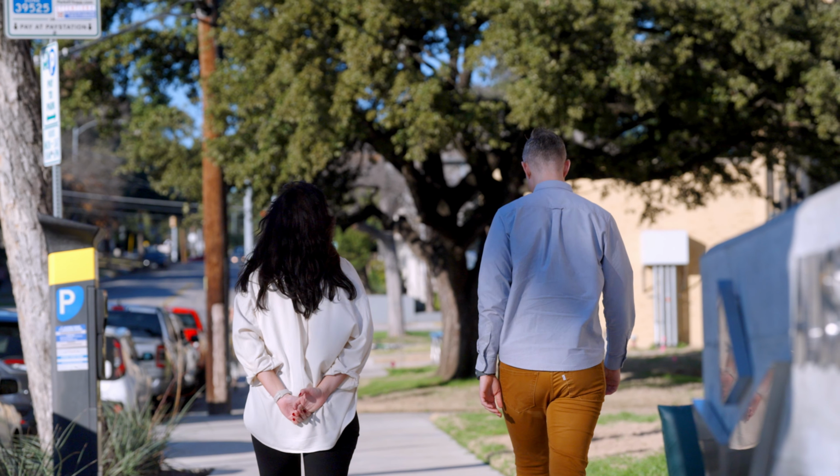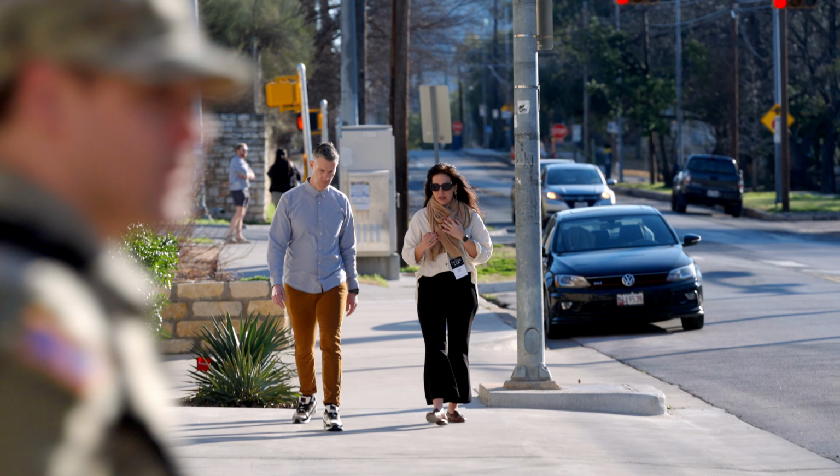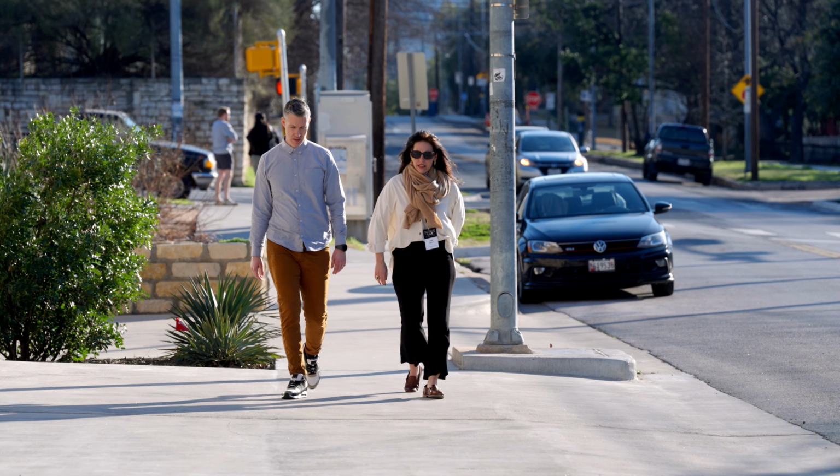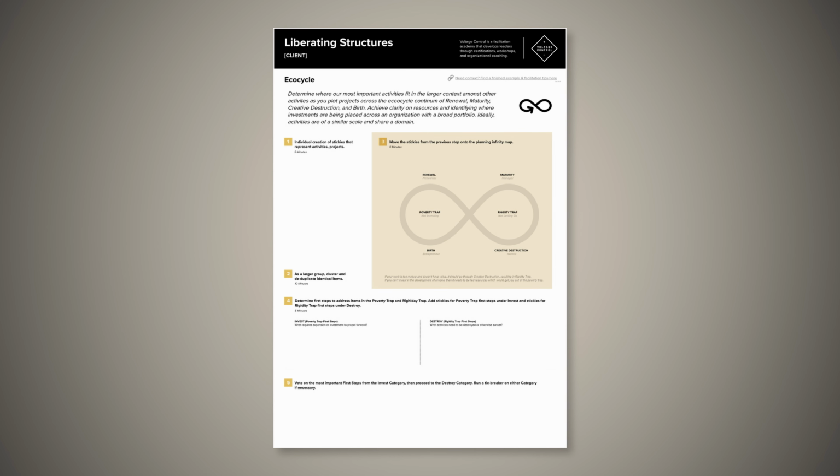Ecocycle is a strategic planning tool from Liberating Structures, and it's based around something called the Ecocycle. Ecocycle is a figure eight that's on its side, so an infinity symbol. In the lower left-hand corner, we start with birth.